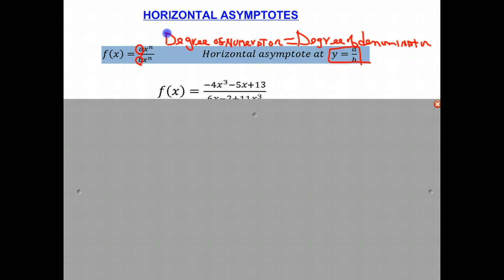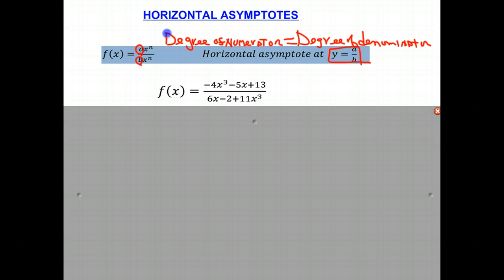So here's an example. Let's take a look. Notice the degree of the numerator. We find the largest exponent. It's not always the first term, but in this case it is there. Look at the degree of the denominator. Notice that the largest exponent is, in this case, the last term. And that's also a 3. So since 3 is equal to 3, they're the same. It turns out there's a horizontal asymptote at y equals a over b.